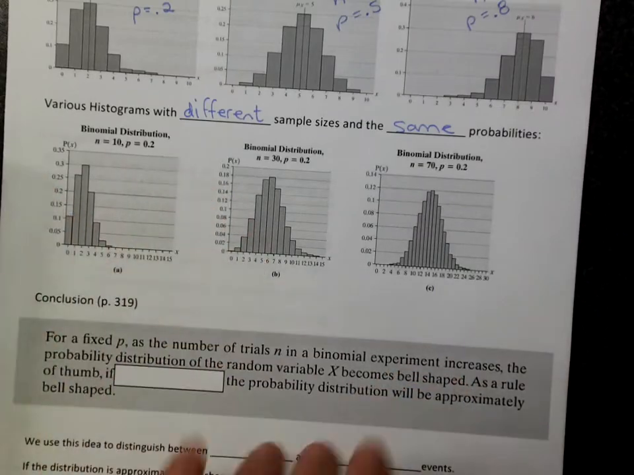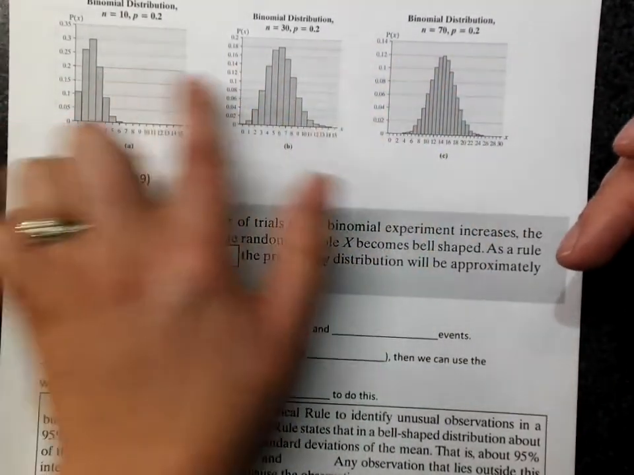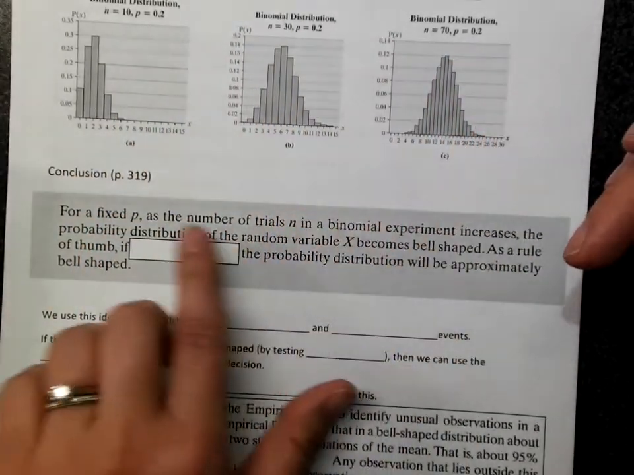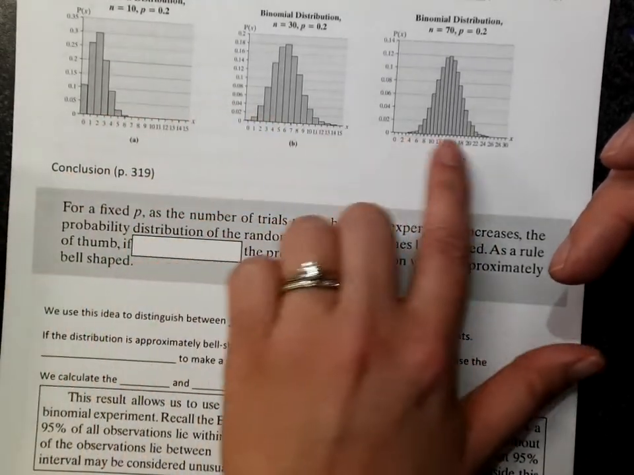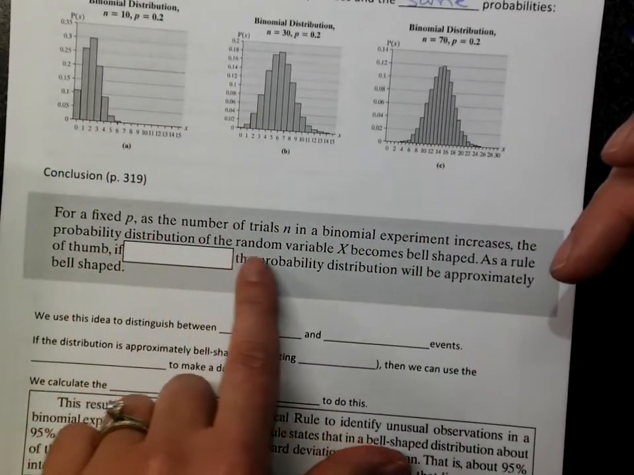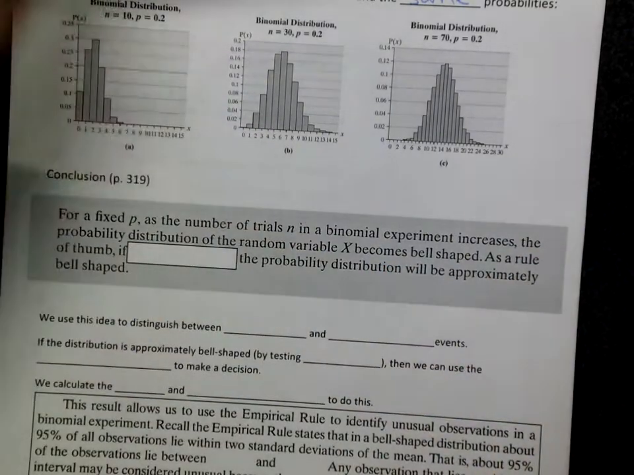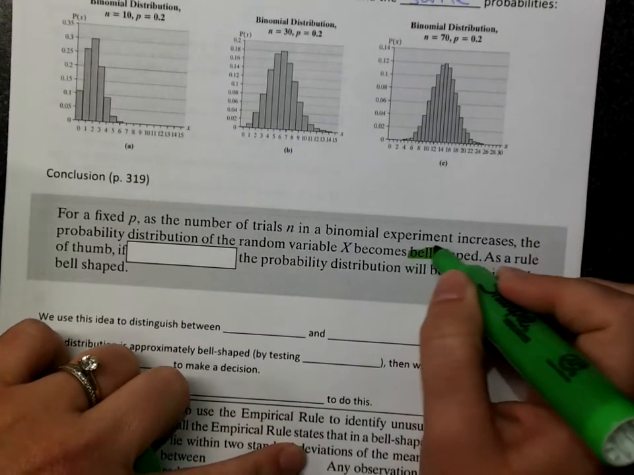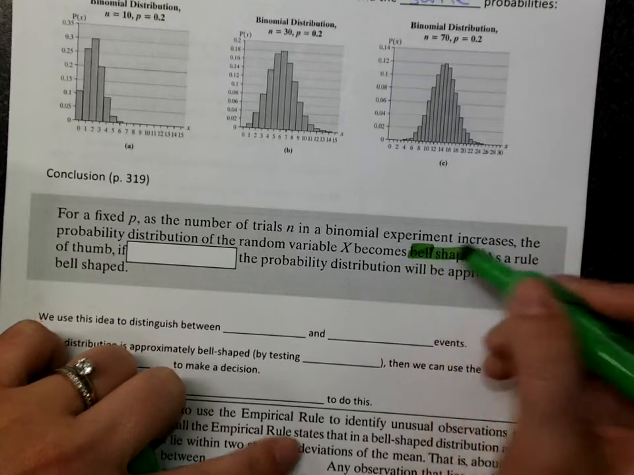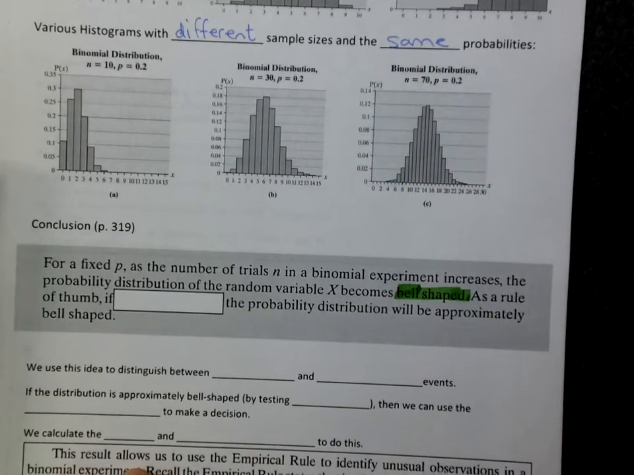So I wanted to show you all of these to talk about, for a fixed probability, like these last three, where the probability is the same, as the number of trials in the binomial experiment increases, gets bigger and bigger and bigger, the probability distribution of the random variable x becomes bell-shaped. And we like bell-shaped data. That's what we like to focus on. So we said that in this class we focus on bell-shaped data. We don't worry about skewed data. So these skewed graphs aren't going to do us any good. We want these nice bell-shaped distributions.